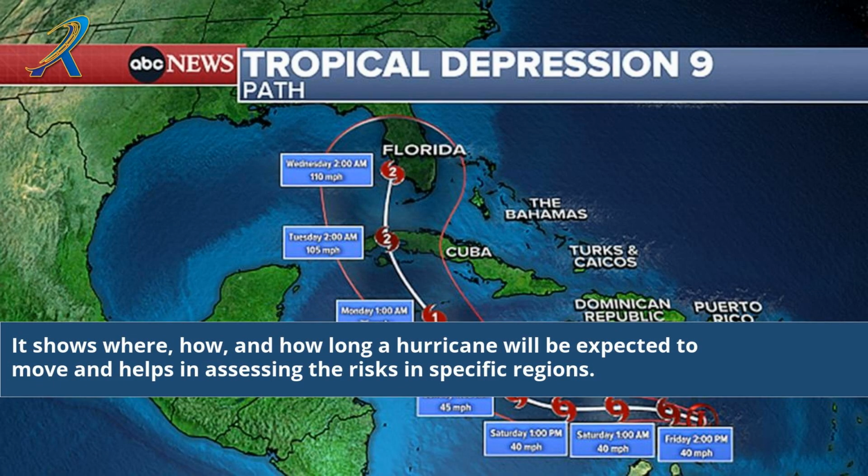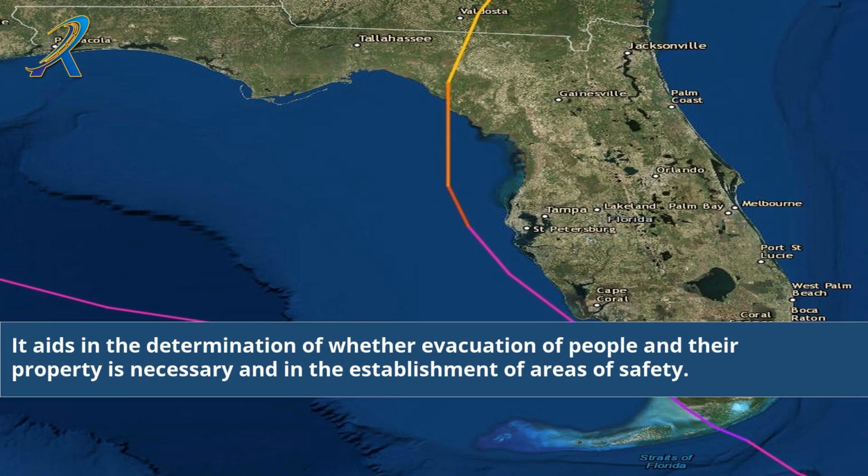It shows where, how, and how long a hurricane will be expected to move and helps in assessing the risks in specific regions. It aids in the determination of whether evacuation of people and their property is necessary and in the establishment of areas of safety.